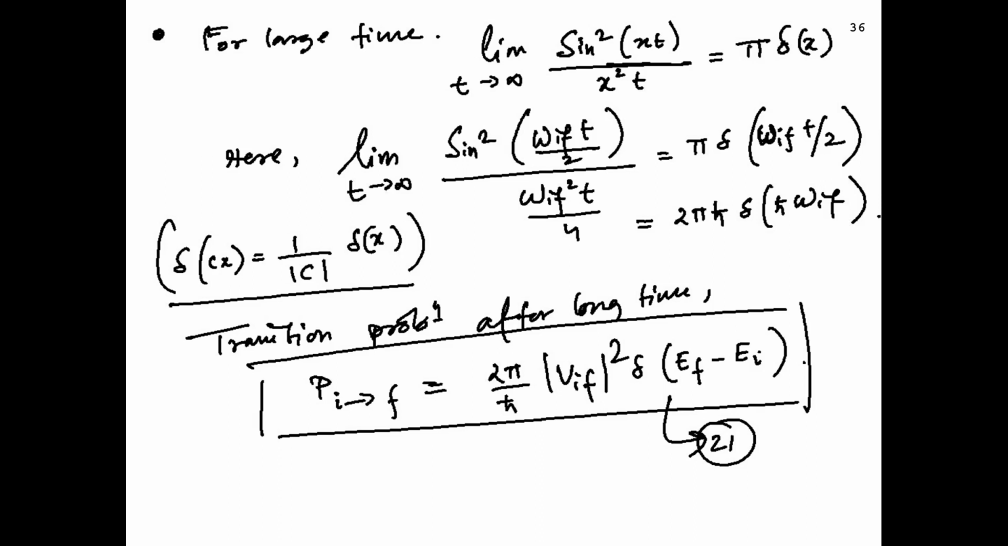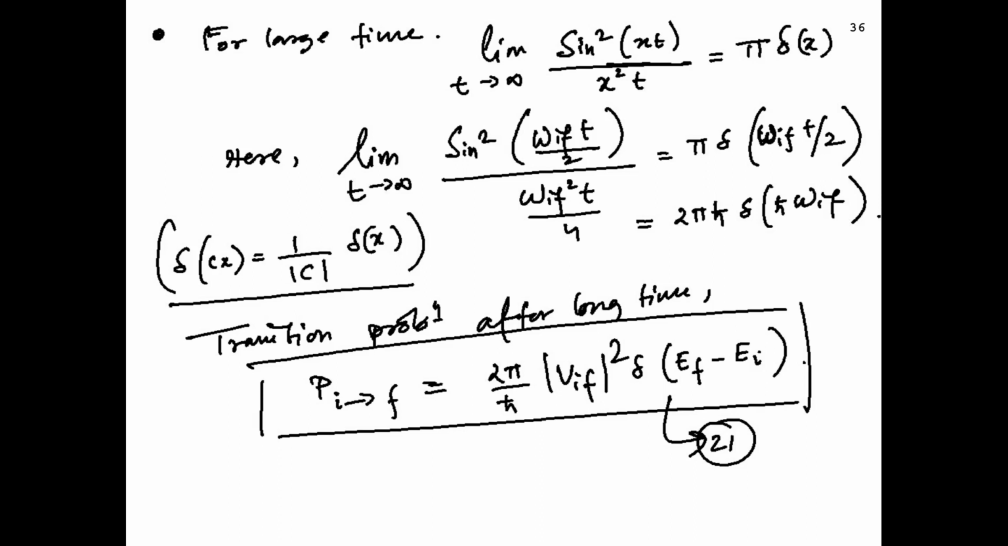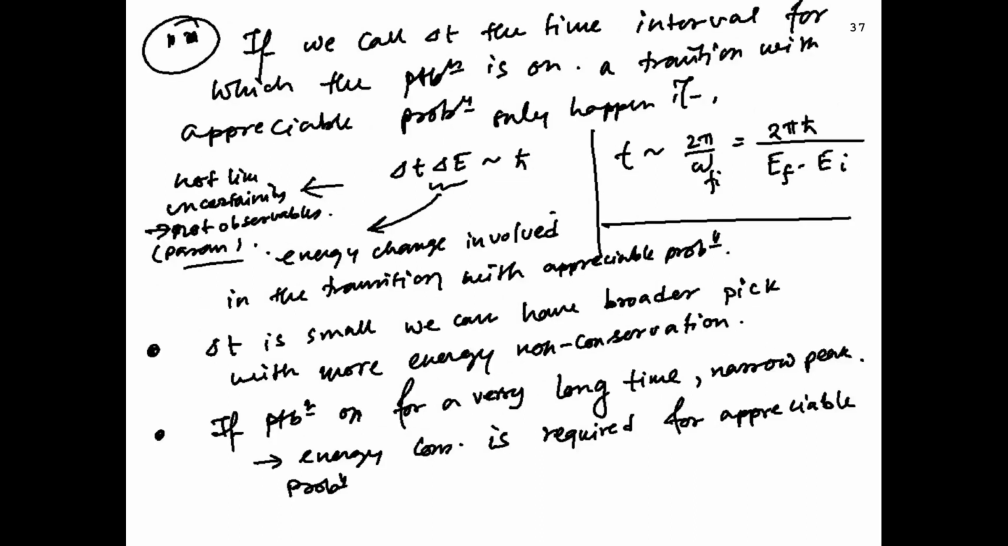Now, how to make sense of this limit? You can see from this plot that it has a peak at the origin, and the peak gets narrower and narrower as time passes, and it eventually becomes a delta function. At any finite time, you always have a finite probability to find the system in another state which is not energy conserving. So that is basically the quantum mechanical result of transition probability.